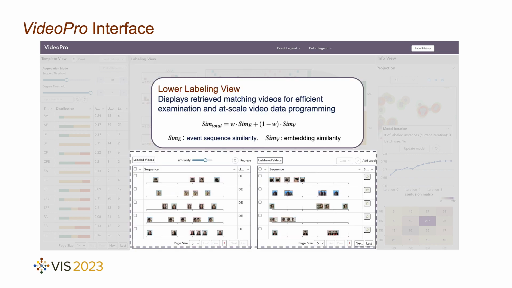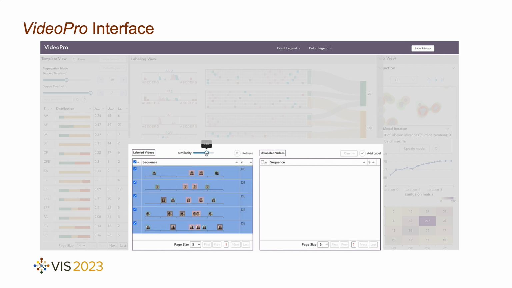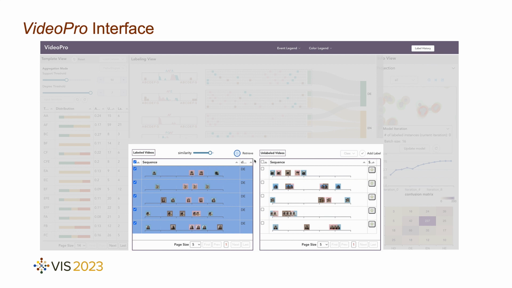The lower labeling view displays retrieved matching videos for efficient examination and at-scale video data programming. Here, we take both event sequence and embedding similarity into account for similarity computation. Users can inspect the videos by hovering on keyframes or clicking to browse the original videos. They can then select all or some of the labeled videos and retrieve unlabeled videos with similar patterns by clicking the Retrieval button, then they can apply labels to a batch of videos at scale.